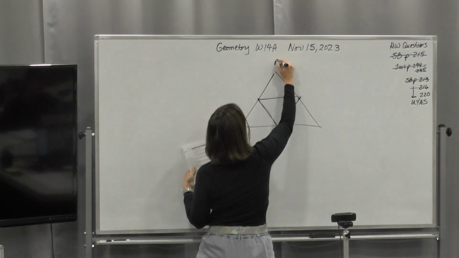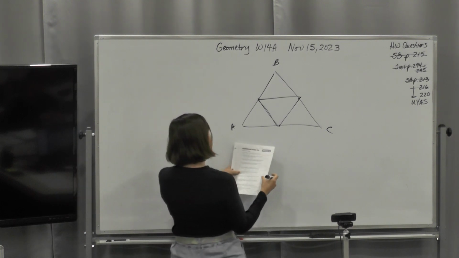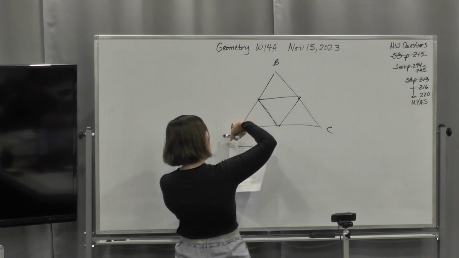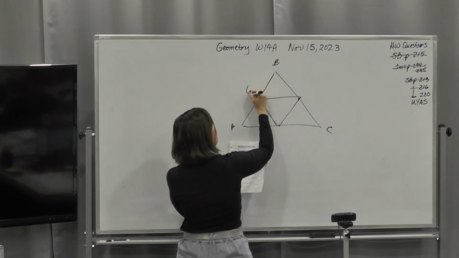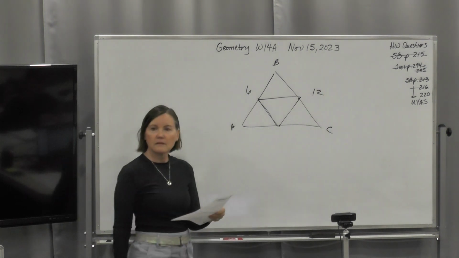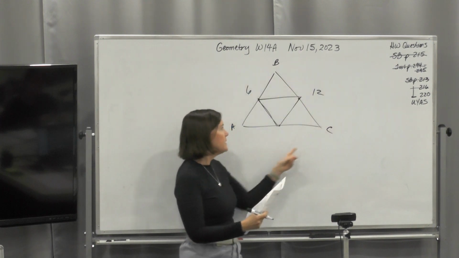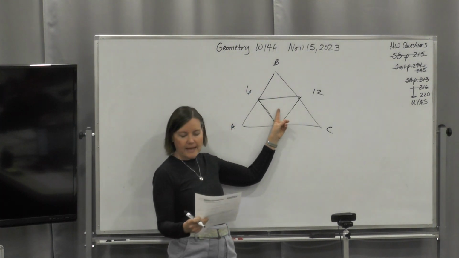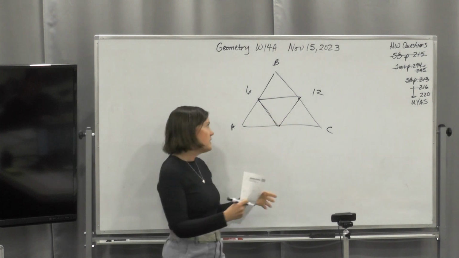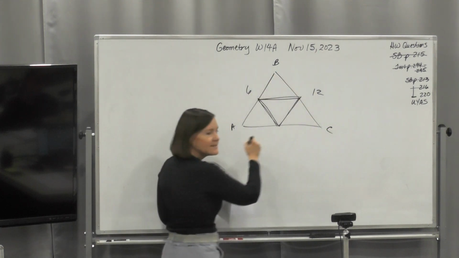If this is A, B, C, okay? They said that if AB is 6, not 5, so if this is 6 and this is 12, what's the perimeter of ABC if this one has a perimeter of 14? Oh, the tiny one has a perimeter of 14, right? This has to be 28, guys, right?